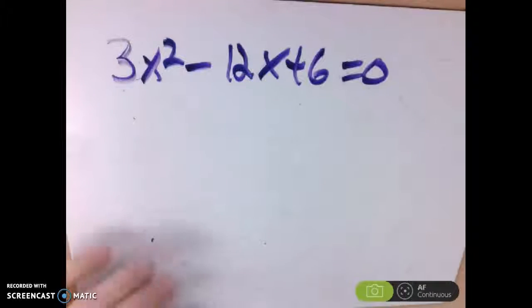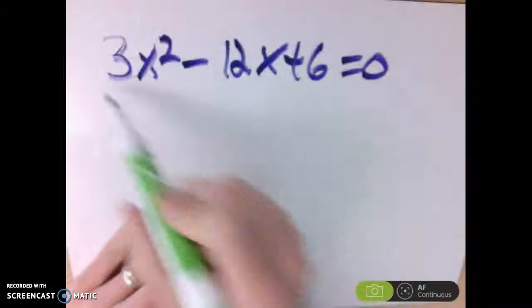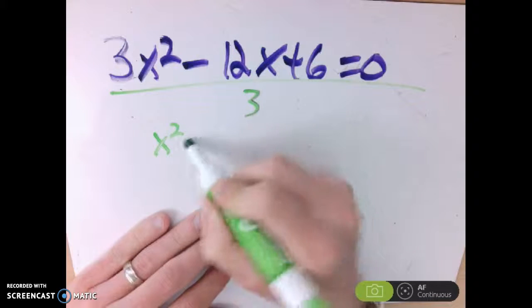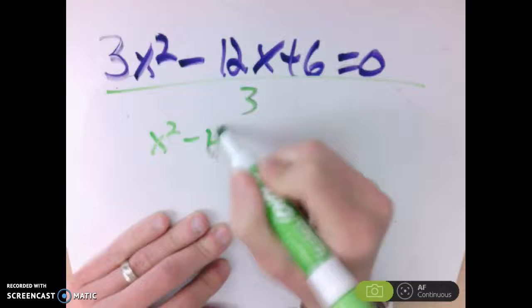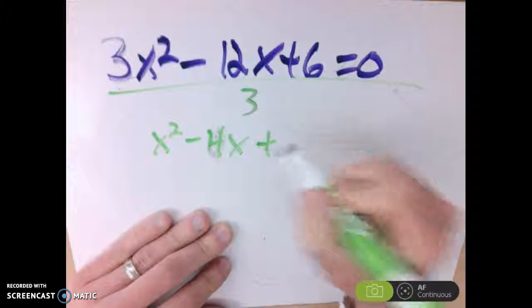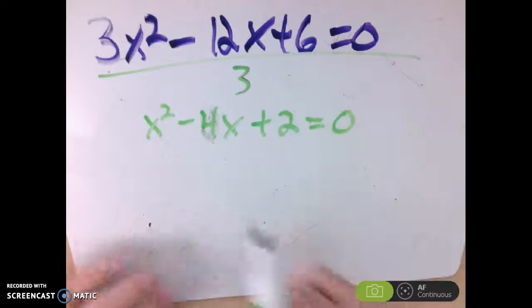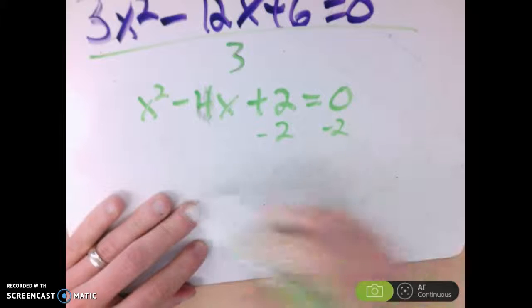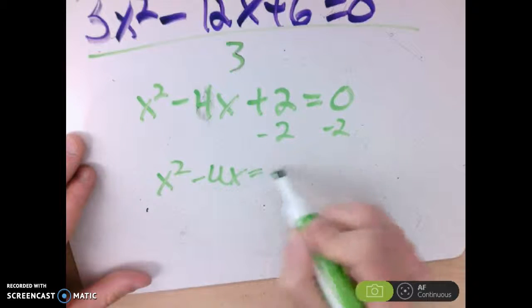I need to get rid of that 3 somehow. So I see, oh, all these terms have a 3 in it. So I'm just going to divide everything, the whole equation, by 3. So I get x squared minus 4x plus 2 equals 0. So now I'm going to move my 2 to the other side, minus 2. So I get x squared minus 4x equals negative 2.